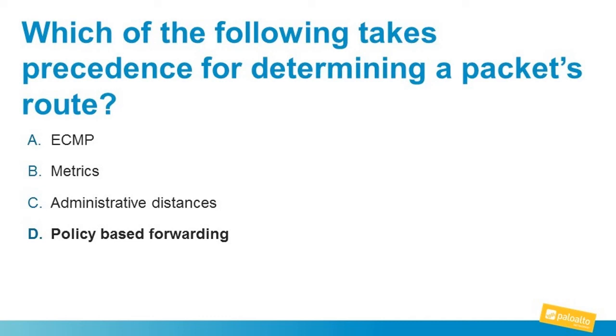Policy-based forwarding, on the other hand, yeah, that's a policy. And as a collective whole, PBF, or policy-based forwarding, takes precedence over anything found in a virtual router. Static routes, dynamic routes, any type of routes. Doesn't matter what's in the virtual router. Policy-based forwarding comes first. Wow, how would you know that? Well, there is a document out there that would help you.